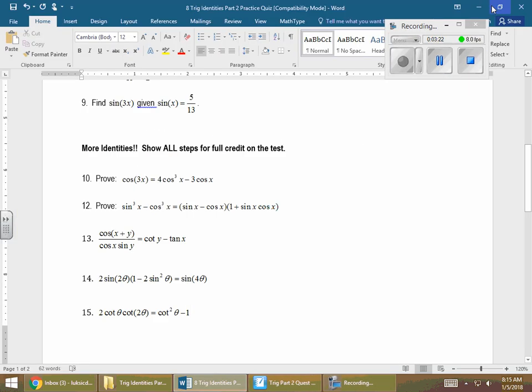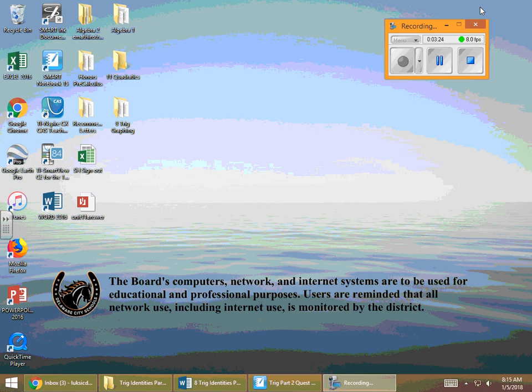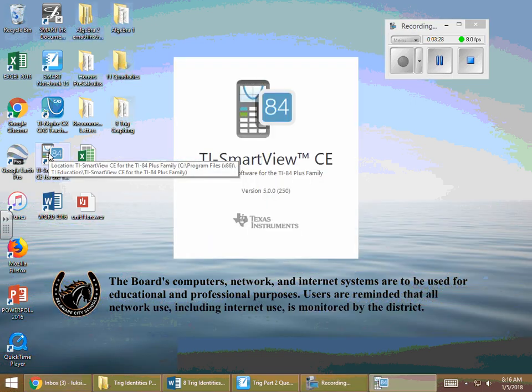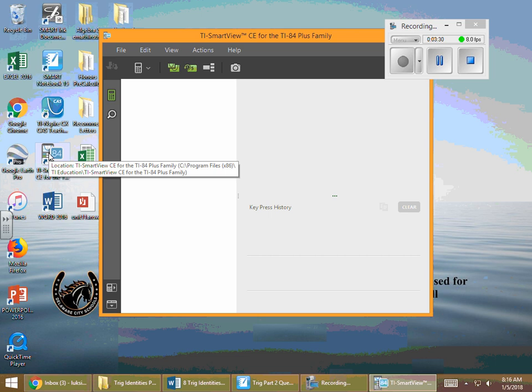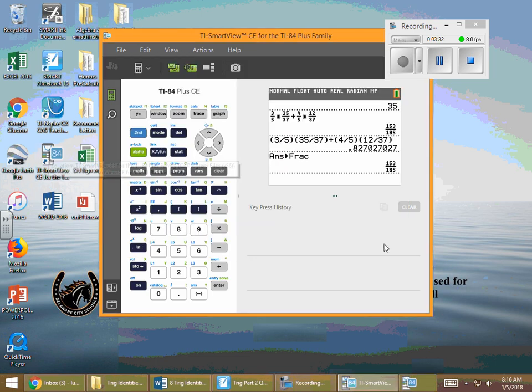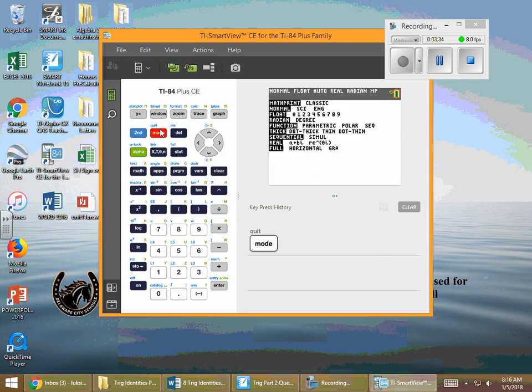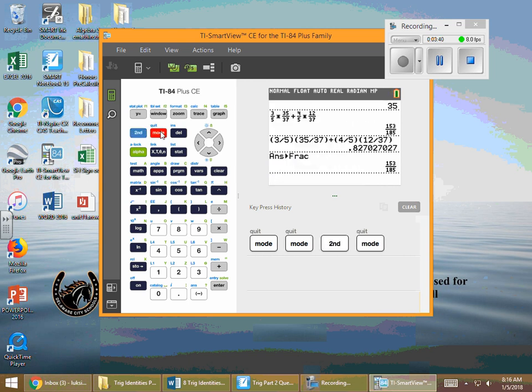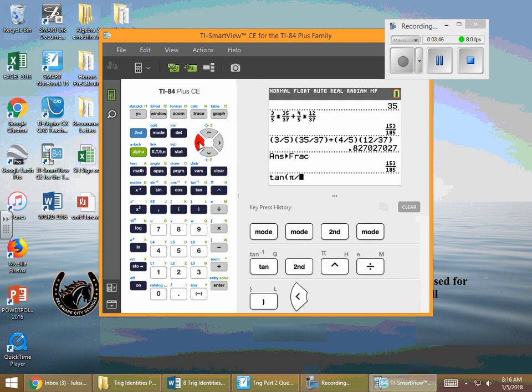So something that you're going to want to do there is double check on your calculator. Since this is a calculator active unit, let's go ahead and use our calculator and check. And what I mean by that is make sure your calculator is in radians. So go to your mode button, make sure you're in radians if you have an 84. And then do tan of pi over 4 and make sure you get 1.